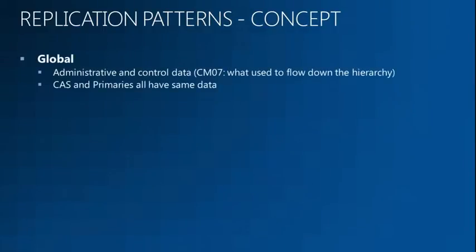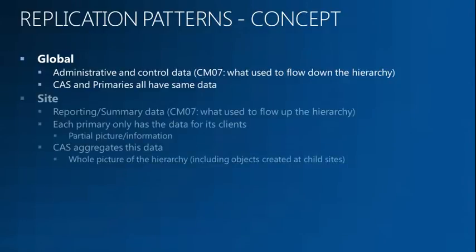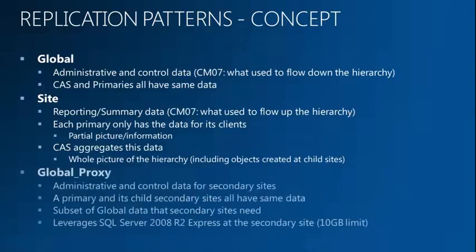So, replication patterns. We have global data. This is what used to flow up in CM07. It now flows in both directions, which I'm sure you've heard a lot about. All CASs and the CAS and all primaries have the same data. Site data replicates up. The CAS aggregates the data for us. And then we have global proxy, which is our last subset, which is what secondary sites get.